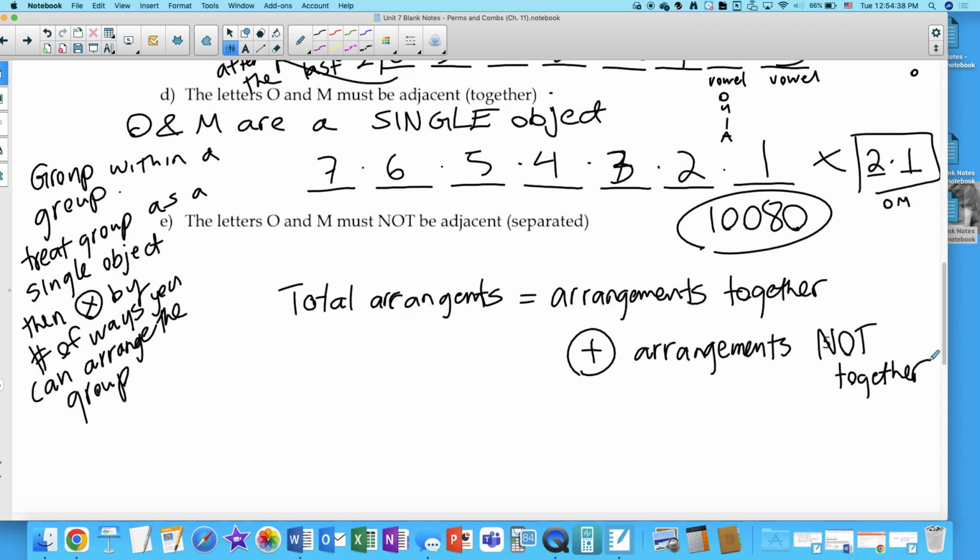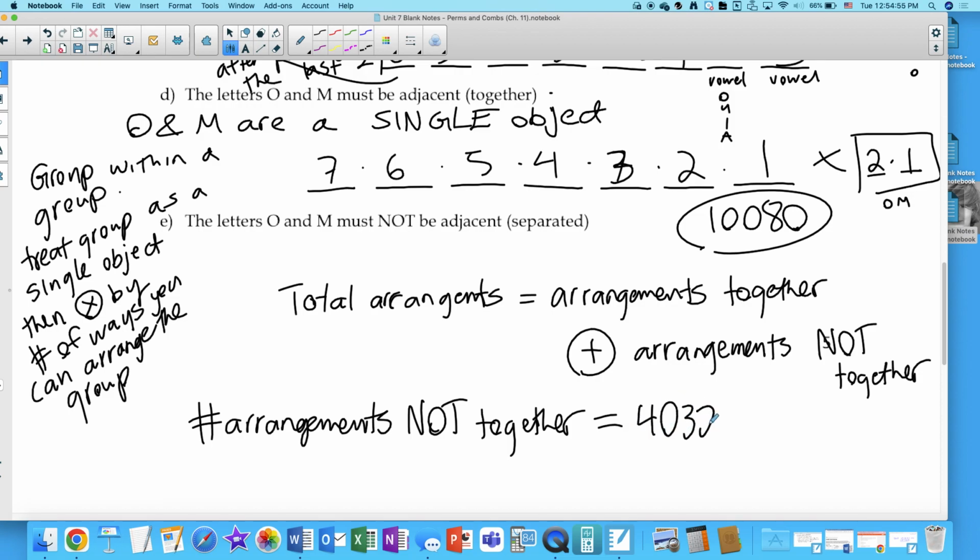So it'll be 40,320 minus 10,080. And in fact, a lot of counting method problems and probability problems are calculated in this way because these are called complementary events, being together or not together, meaning that they are opposites of one another and if you add them all together, they consist of all possible things that could happen.